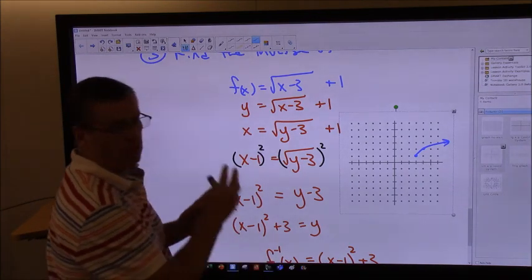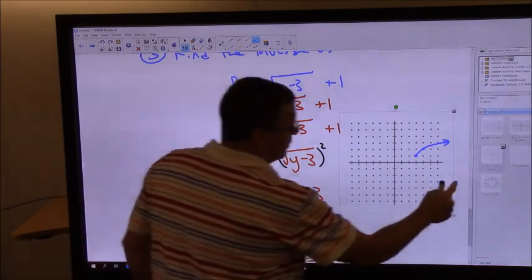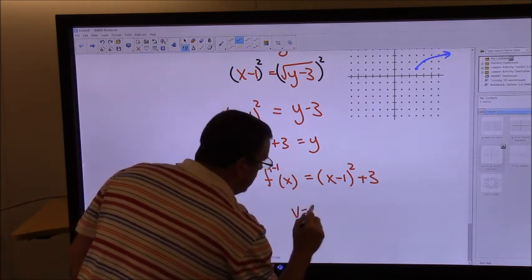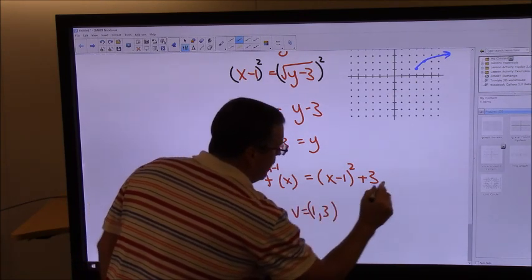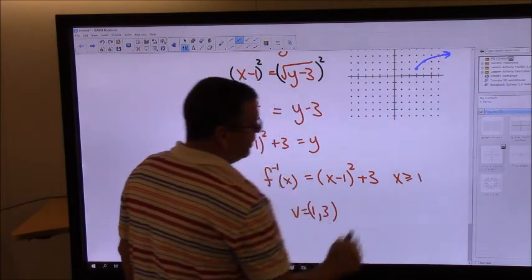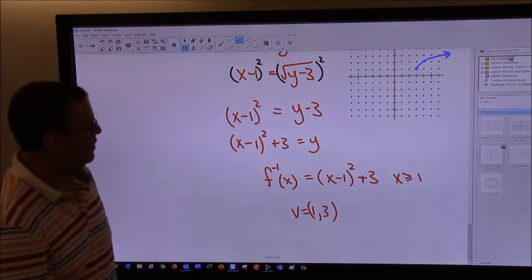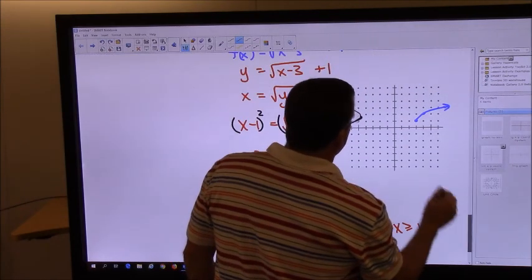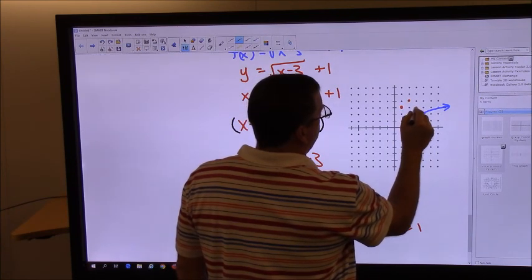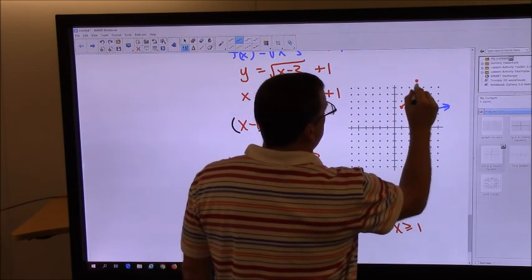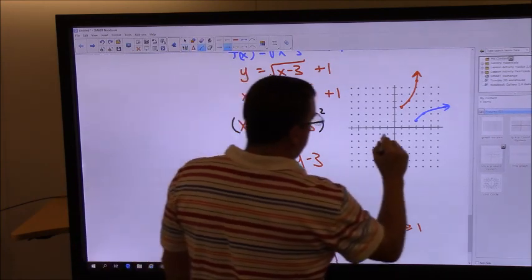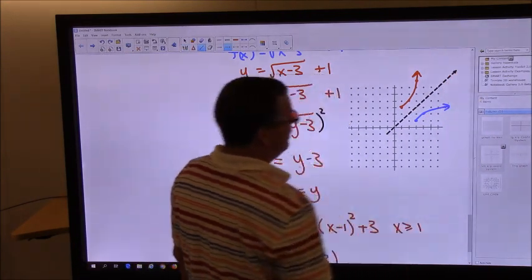And so what I want is the right side of the parabola. So when I come down here and look at this, my vertex is at 1, 3. And so I want to make sure I say that x has to be greater than or equal to that x value, 1. That way I'm only looking at the right side of the parabola. And so if I go to 1, 3, if I go over 1, 1 squared is 1. If I go over 2, 2 squared is 4. And if I drew that diagonal line through here, we can see that those look like reflections.